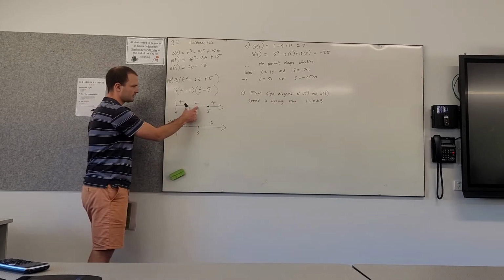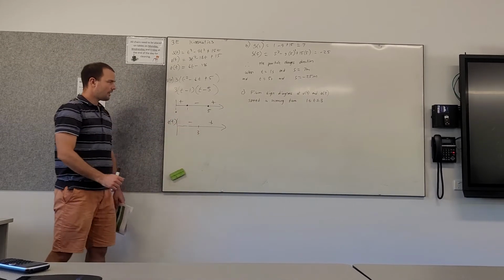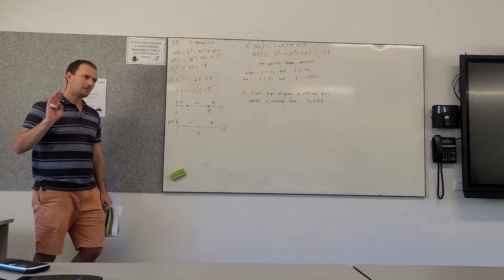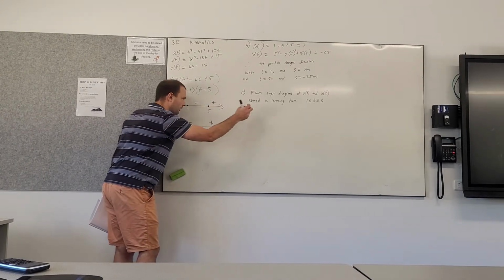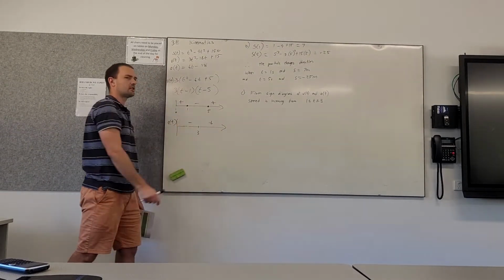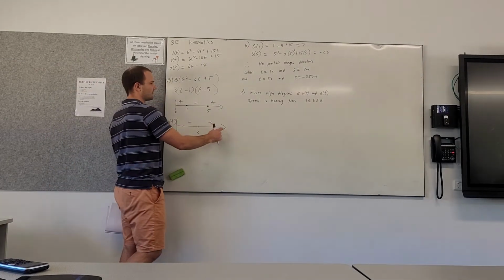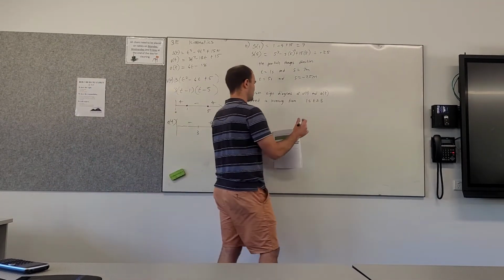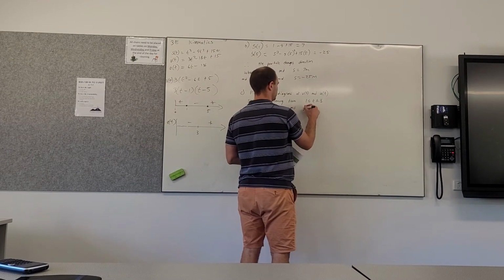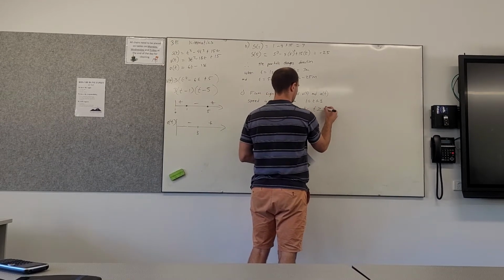Okay, so speed is increasing over this interval. And then, after 5 seconds, both velocity and acceleration are positive. So it means it's moving in the positive direction and accelerating in the positive direction, and so speed is increasing.